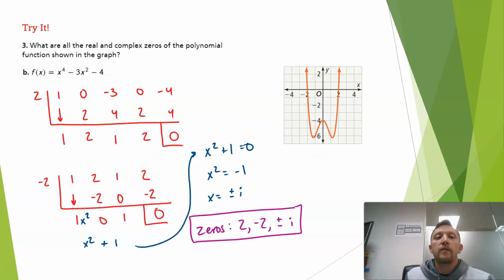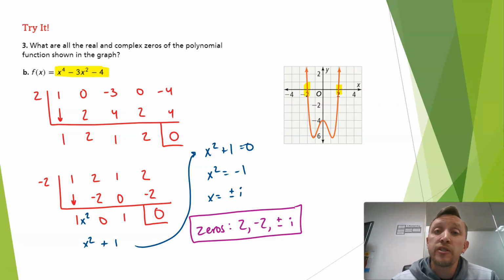Now, I want to show you how we could do one more problem. So here, if we had x to the 4th minus 3x squared minus 4. Okay, so we're going to look at this one, because for this one, we have 2 zeros. So I want you to see what happens if you have 2 zeros.